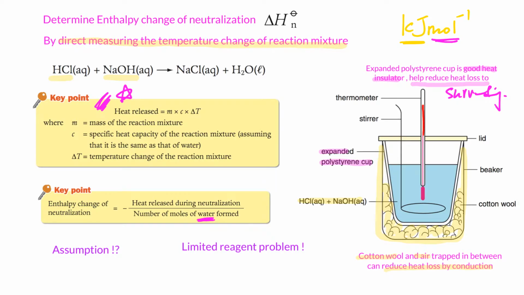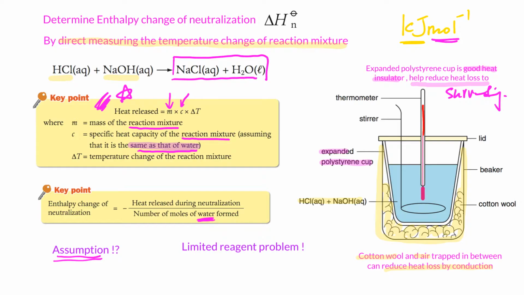In E equals mc delta T, the m and the c refer to the mass of the solution and the specific heat capacity of the solution. The solution, we normally consider as the reaction mixture. The reaction mixture is actually not pure water, but most of the time we make an assumption. We assume the reaction mixture has the same specific heat capacity and also density as that of water.